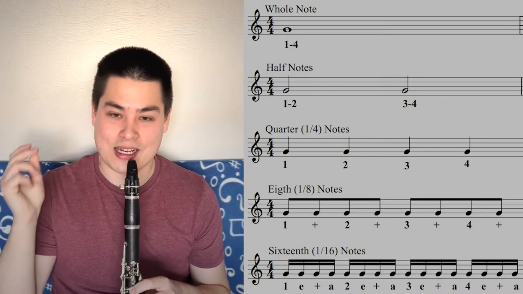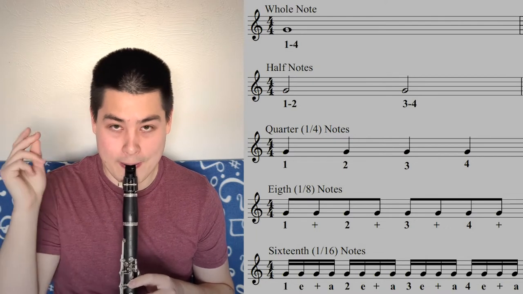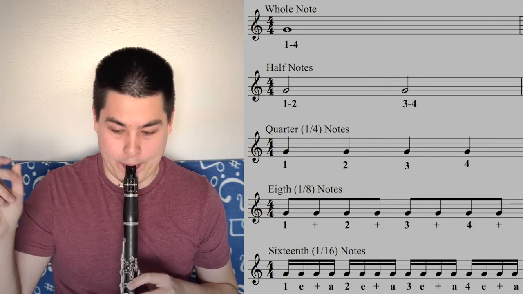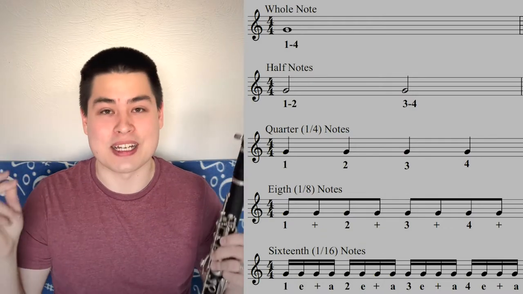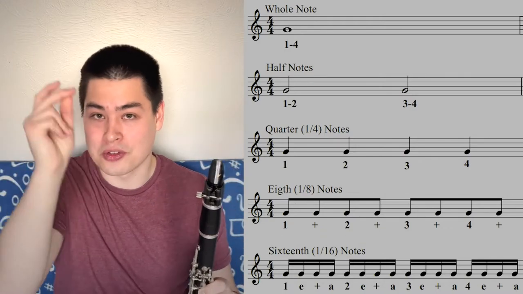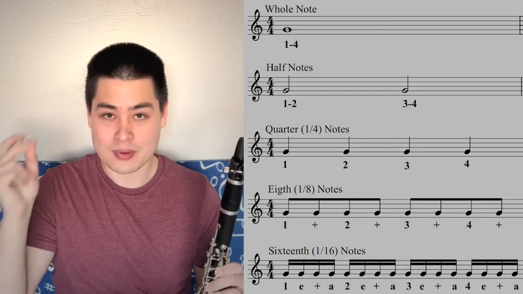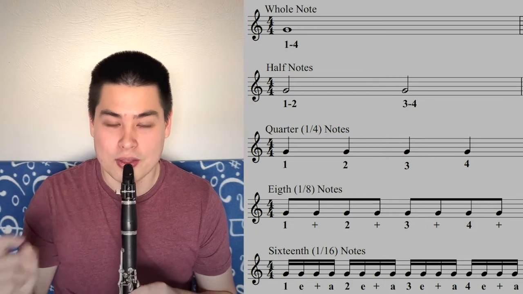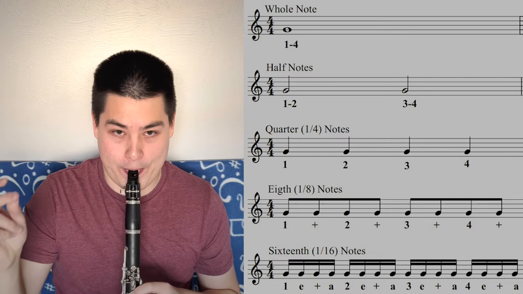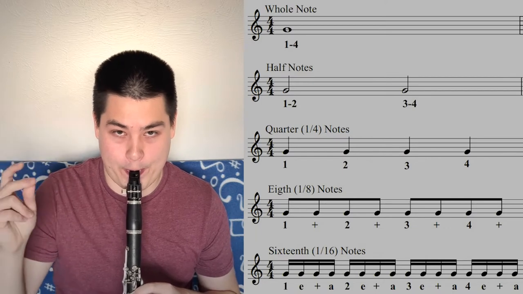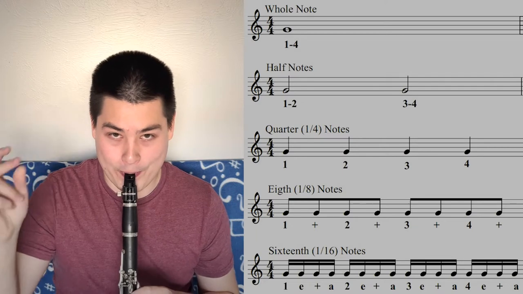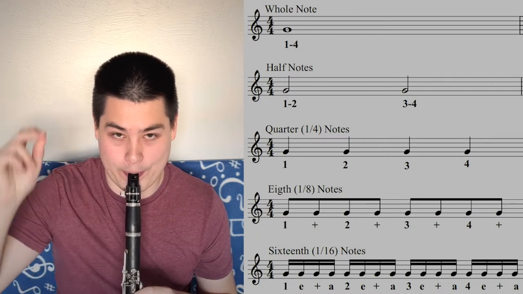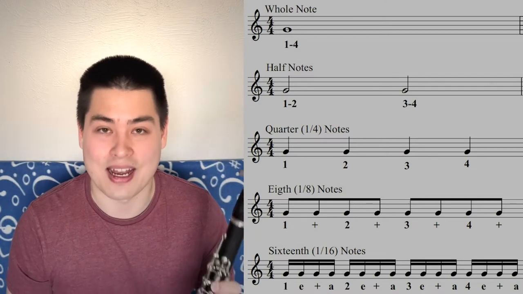So I'm going to play that, and I want you to count along. 1, 2, 3, 4, and. Let's give that a try. Ready? Go. Yeah, you see how that works, where our notes are getting faster and now there's two notes per one beat. Let's try that again, counting it. One more time. Ready, go. So that's how our eighth notes work.